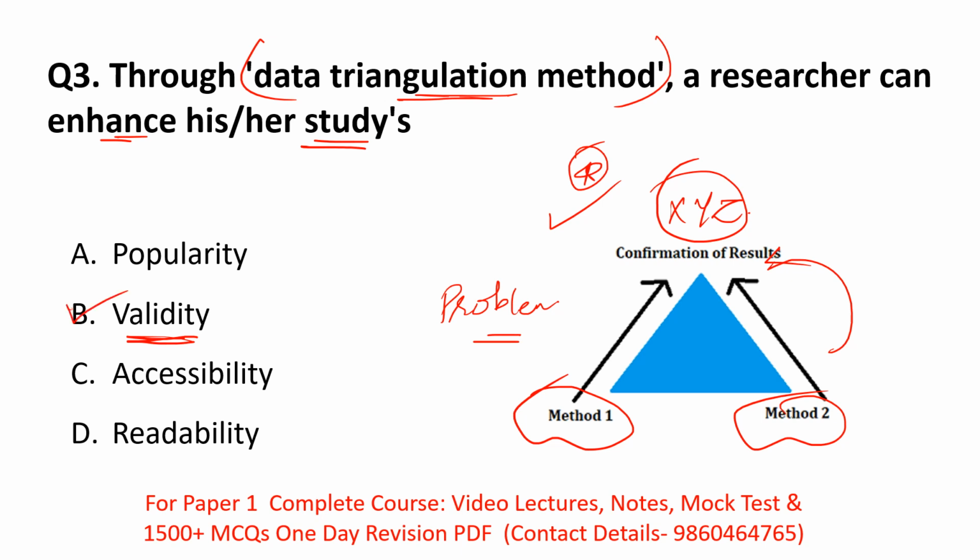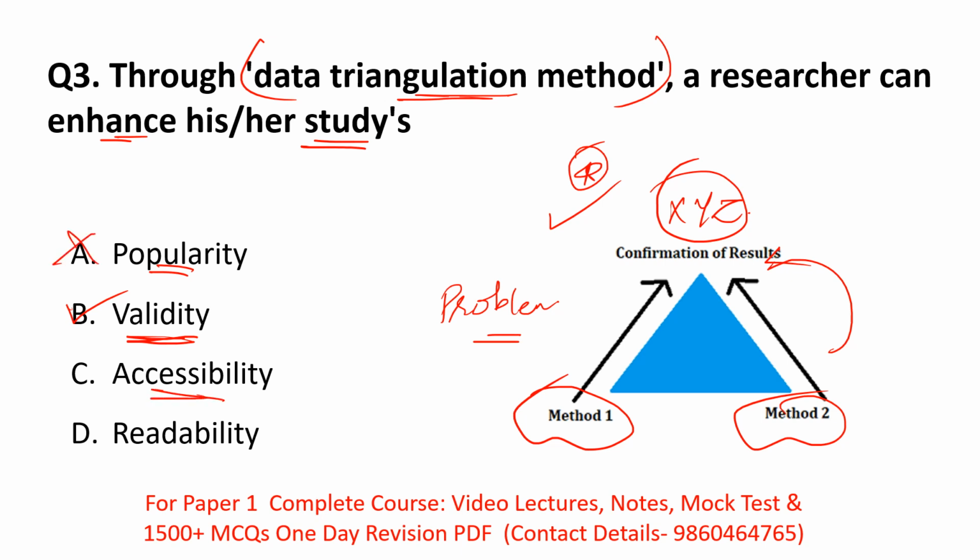Through data triangulation method, a researcher can enhance his or her study, whether his or her study is valid or not. So option B is the right answer. Whereas we'll see the incorrect options as well. Option A is popularity. No, through data triangulation method we cannot say that the data or results are popular, that the research is very popular. So option A is incorrect.